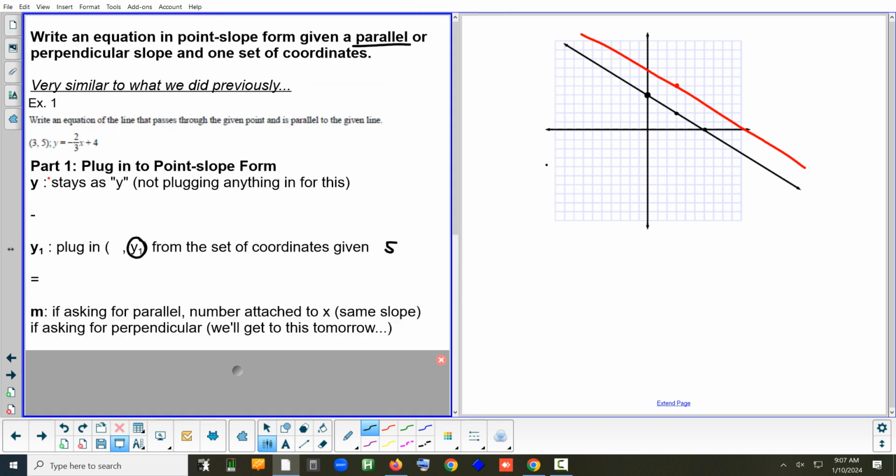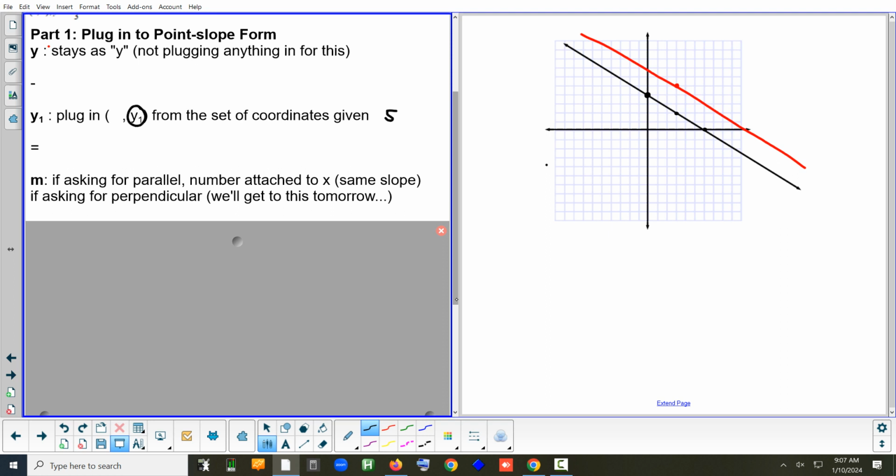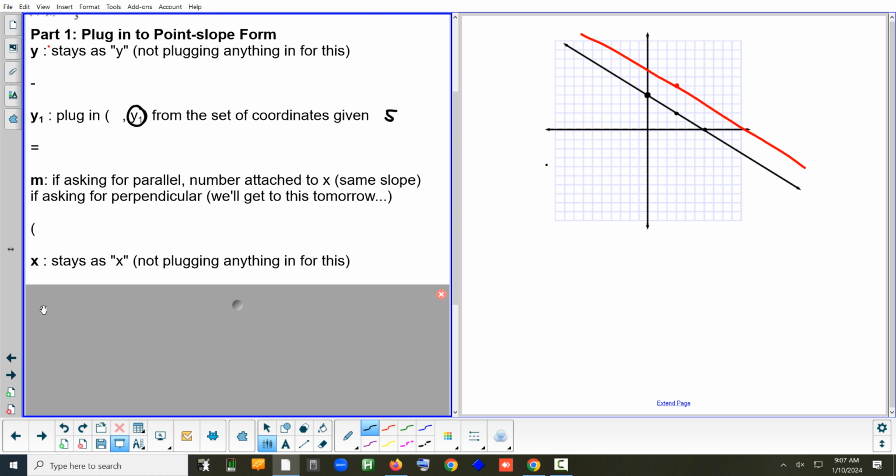Now, perpendicular lines, we'll get to that tomorrow. So for now, I think we'll just leave the 1 and the 2 blank next to perpendicular. And we'll fill those in tomorrow. Okay. What comes right after the slope? This is more like a symbol. There's no B in this formula, not in point-slope. Yeah? Parenthesis. Okay, just put the parenthesis. What comes right after the parenthesis? X. And then X stays as X.